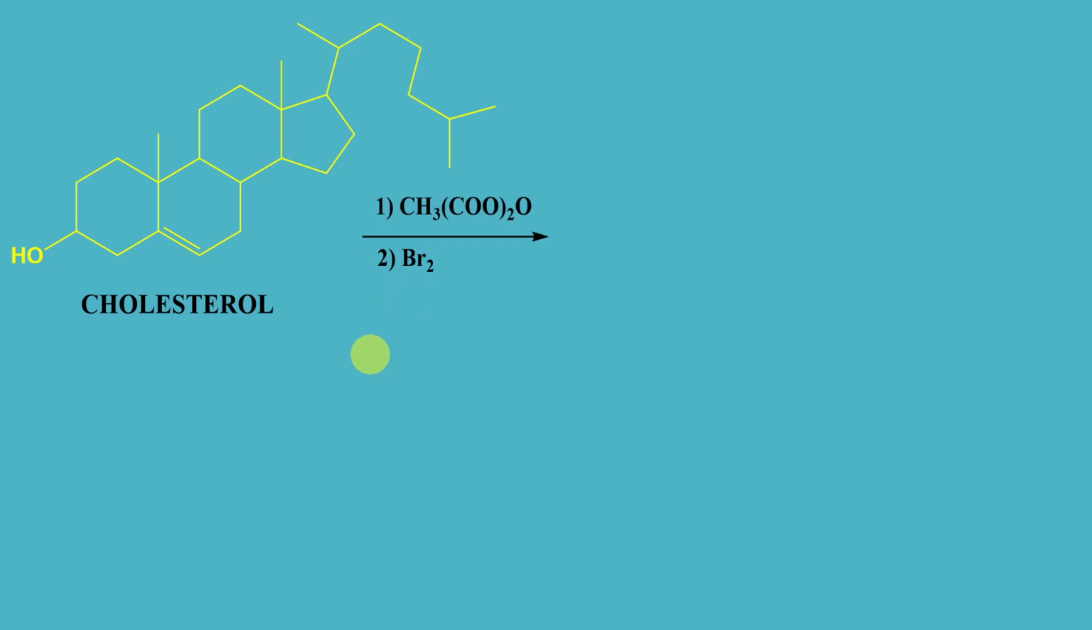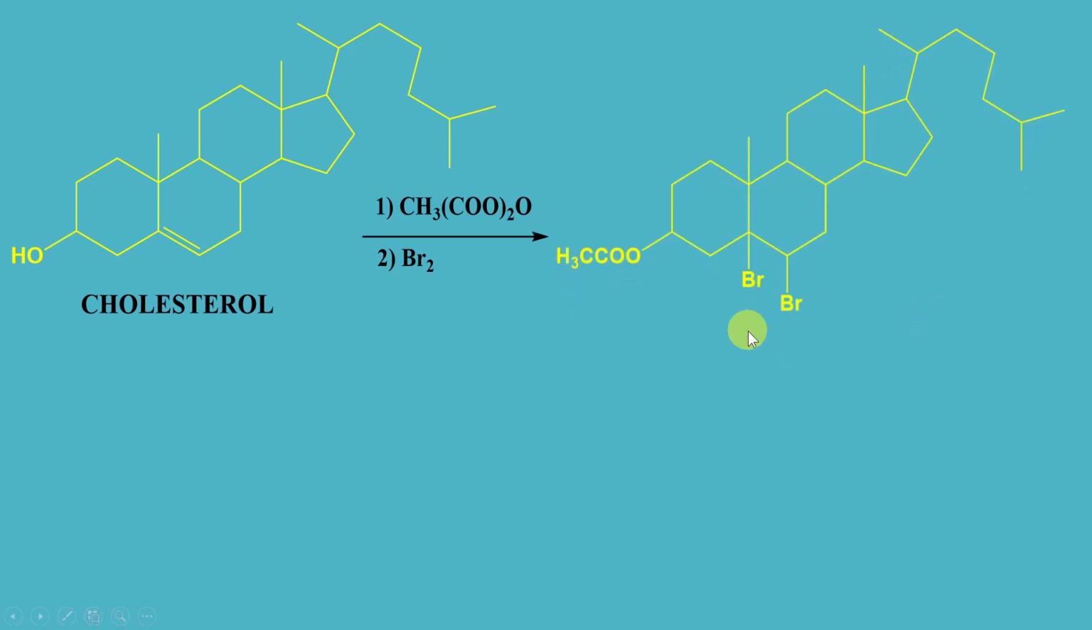The structure of the dibromo derivative of cholesterol acetate can be represented like this. It is dibromo cholesterol acetate.